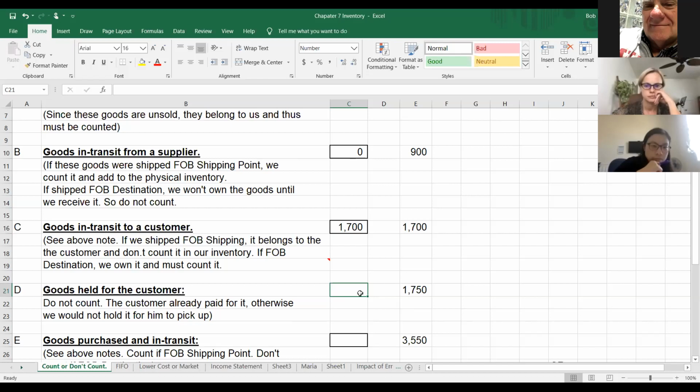Should they count that book in their inventory? What do you think? Yes or no? They've already sold it. No, it's not their inventory, even though they're holding it for me. If they counted it, it would be a mistake.